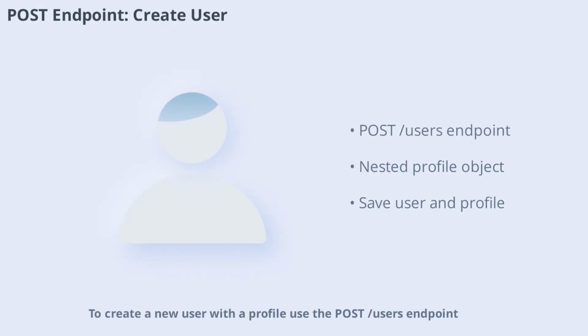To create a new user with a profile, use the POST /users endpoint. The request body includes user details and a nested profile object. When you send this request, the controller passes the data to the service, which saves both the user and their profile in the database. This seamless process ensures the one-to-one relationship is maintained.